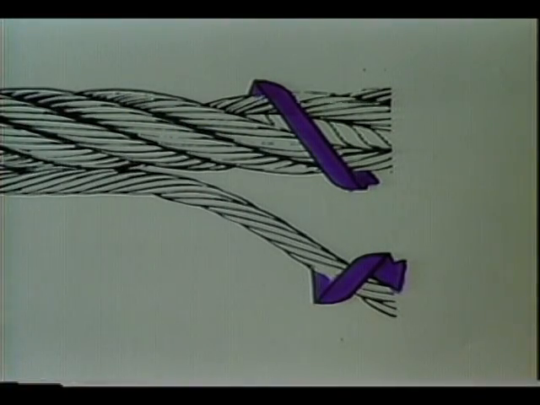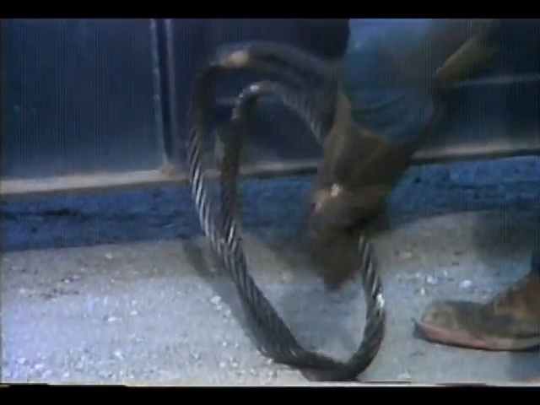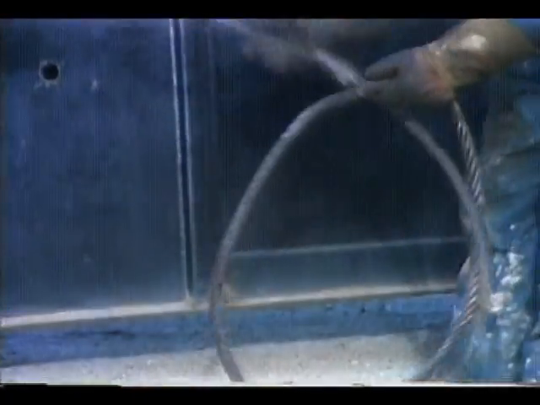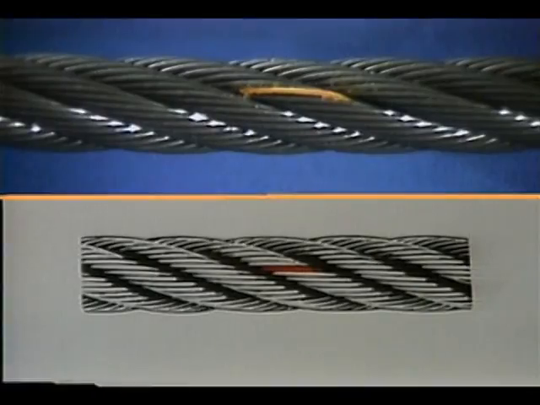In regular lay ropes, the wires in the strands are laid in one direction, while the strands in the rope are laid in the opposite direction. These ropes have good resistance to kinking and twisting. They can also withstand considerable crushing and distortion because only short lengths of wire are exposed on the outer surface.